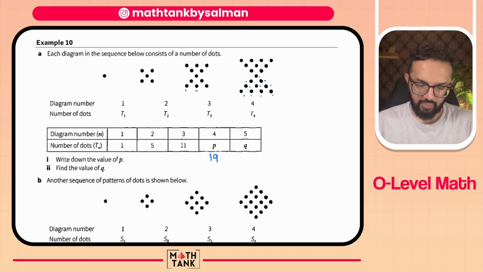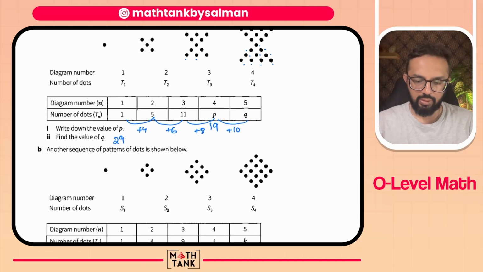And then I don't have a pattern right now. So that's plus 4, that's plus 6, it's plus 8. So that should be plus 10. So 19 plus 10 should be 29. The answer is 29.